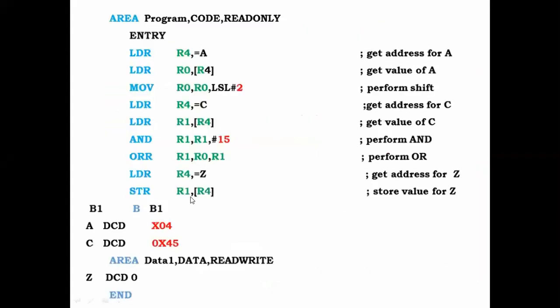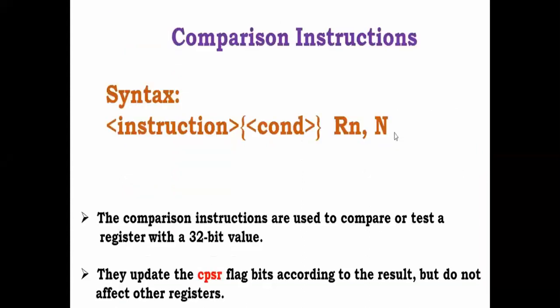So this is a program I explained you. So I shown the result. You got the result in R1. So R1 is 00015. So whatever the result present in R1, you are storing in the read write memory, which is in the location 0x470. So this is how you can do the logical instructions. And next is comparison instruction.